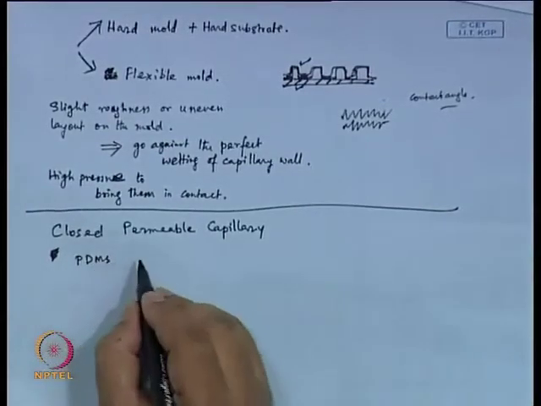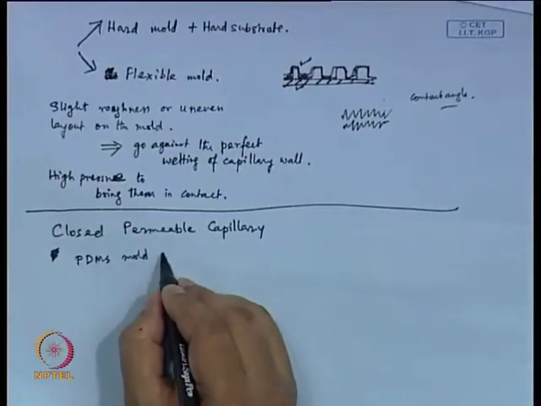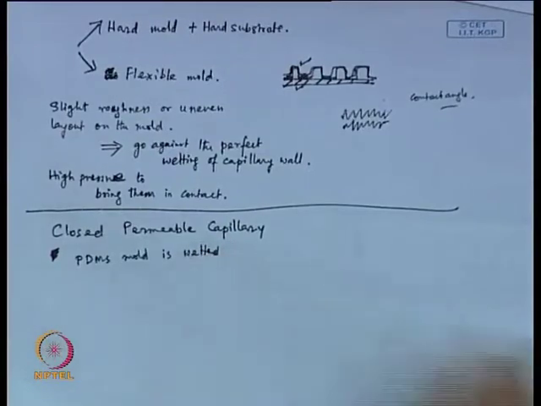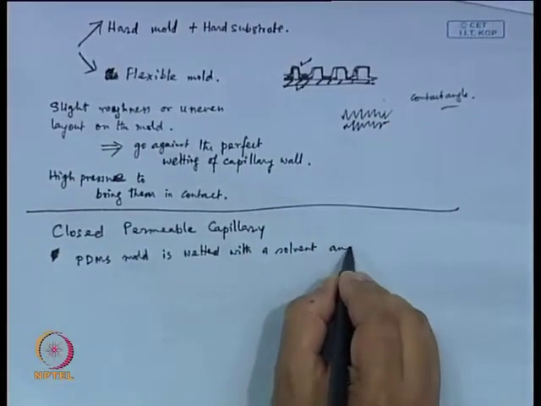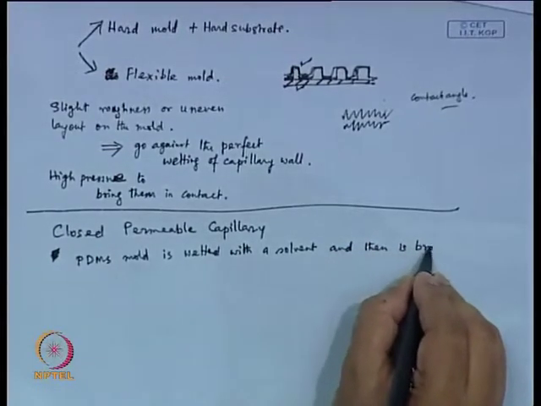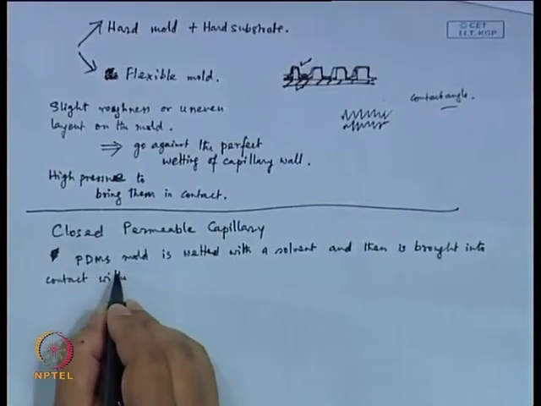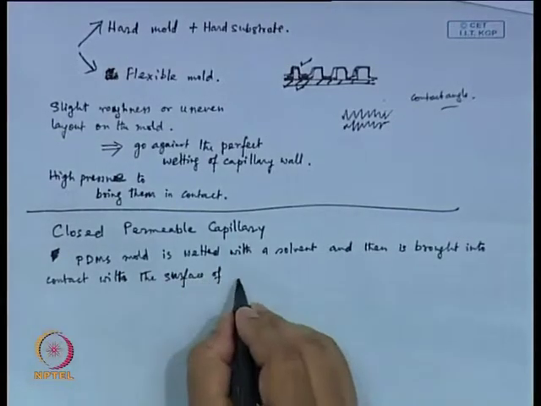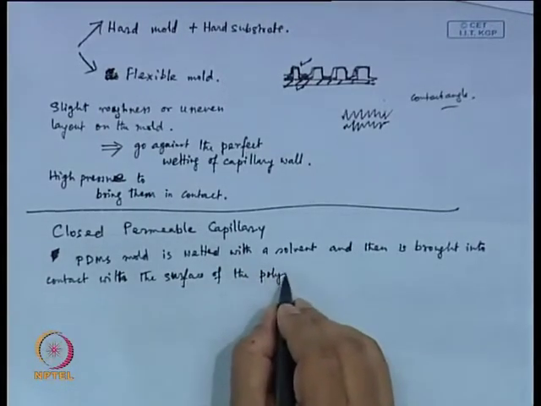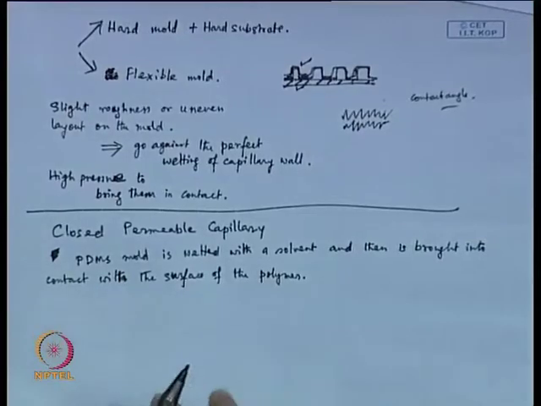PDMS mold is wetted with a solvent and then is brought into contact with the surface of the polymer. You can see what we are doing here, which is reversed. PDMS mold is wetted with a solvent and then is brought into contact with the polymer, and that polymer is supposed to be dissolved in that solvent, that is the idea.